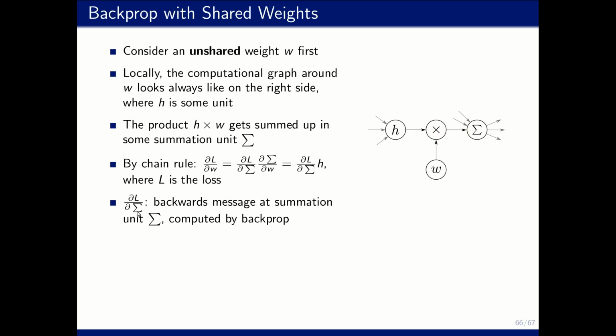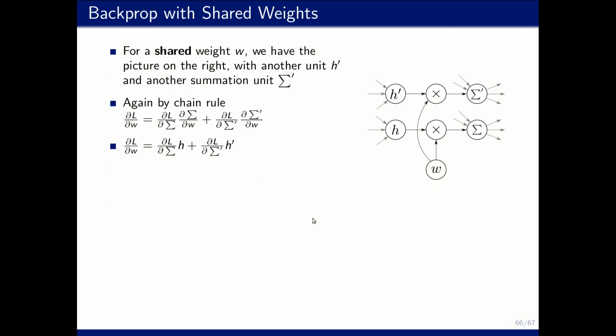So dL after the sum is the backwards message, and the forwards message is this H. So this is actually what we discussed the last time if we have an unshared weight. So just backprop. And now imagine that this W is shared at two different positions in this computational graph. Then it always looks like this. So for a shared weight, which is now shared 2 times, we actually always have the picture on the right.